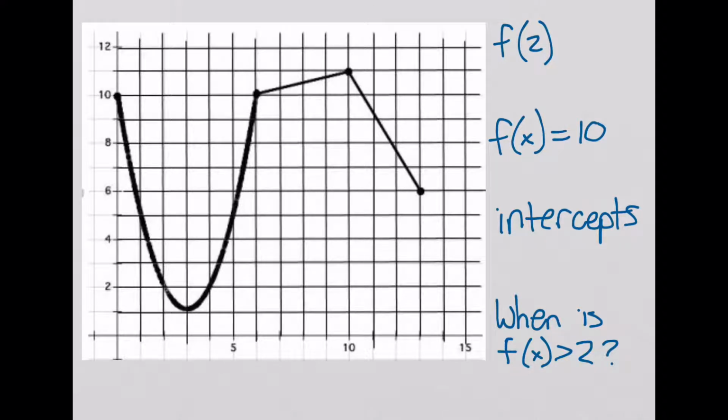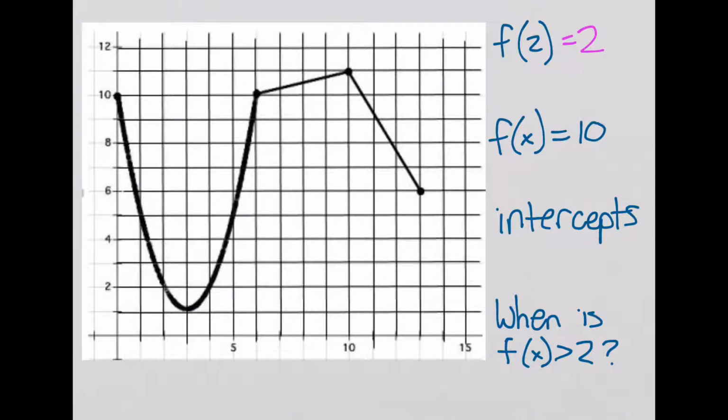First question says, what is f of 2? Do I know what x is? I do. It's 2, so I'm going to go on my x-axis to where x equals 2. I'm going to follow my laser up until I hit my function, and it hits my function when y equals 2. So f of 2 is actually 2.